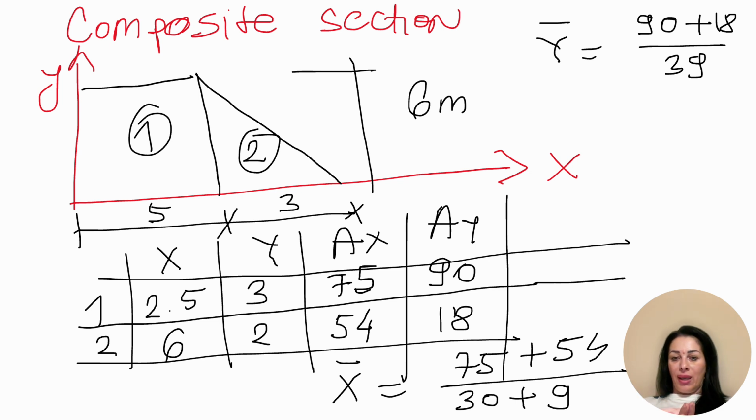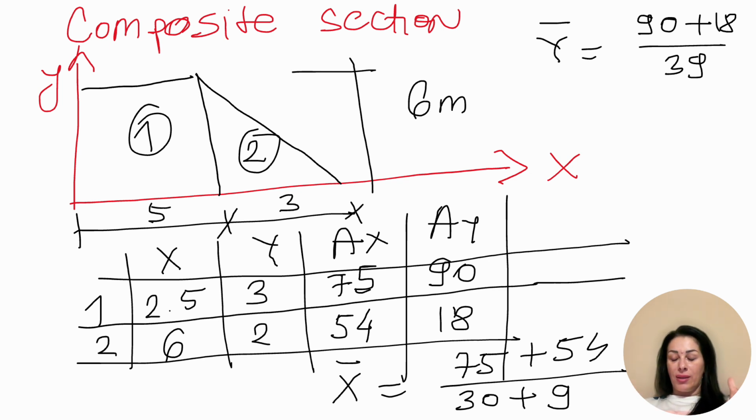How do we determine x bar? We have 75 plus 54, and we are dividing by the two areas, 30 plus 9, which is 39. The same stuff for y bar. We have Ay, which is for the first shape 90 and for the second shape 18, and the area of the two shapes is 39.